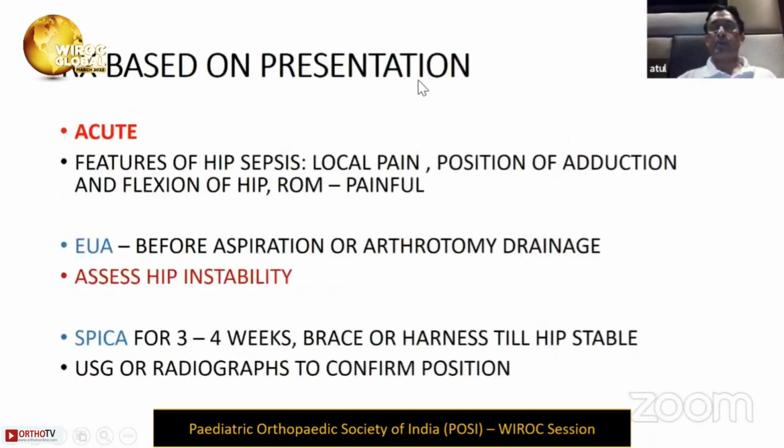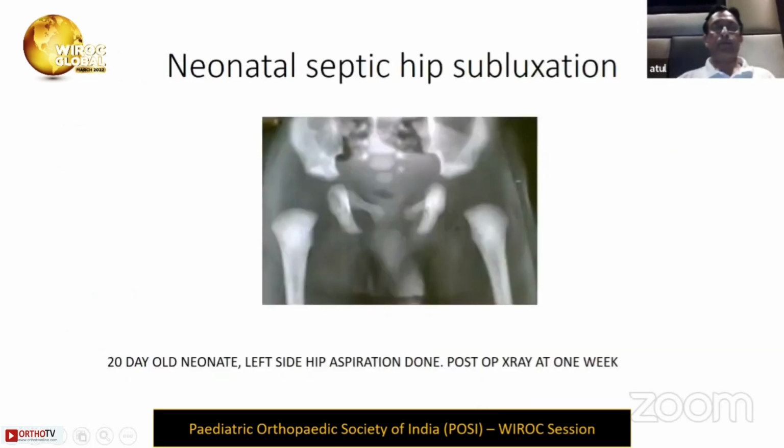The treatment is largely based on the presentation. If the child comes acutely with a painful septic hip, then before you aspirate or do an arthrotomy, one must assess the hip instability, and then proceed with your procedure. Once you know that the hip is stable clinically, you still need to immobilize this child to prevent painful spasm post-op. Or if there are clear signs of instability, then you must put a spica immediately with a small window for a wound check, followed by a brace or harness till the hip is stable.